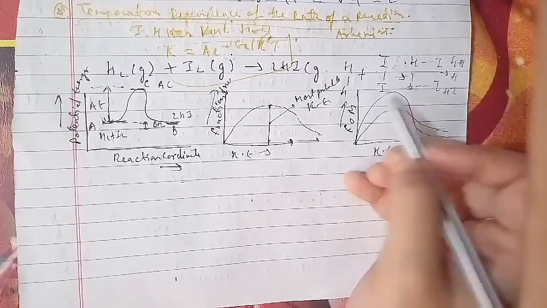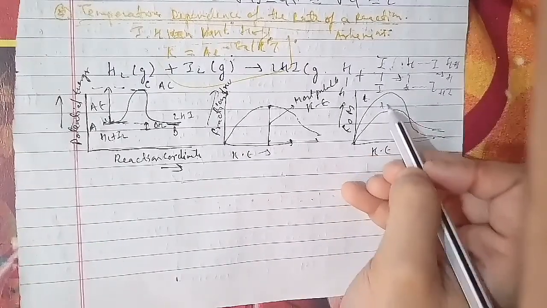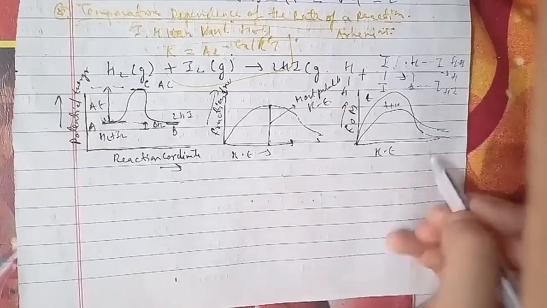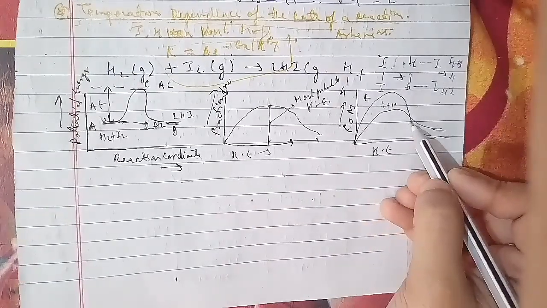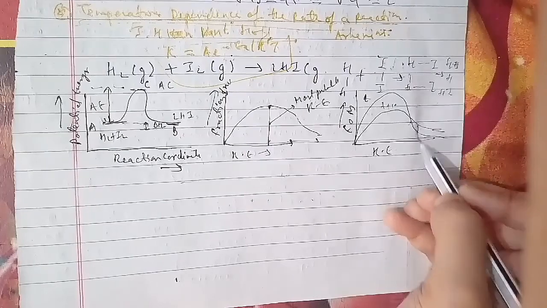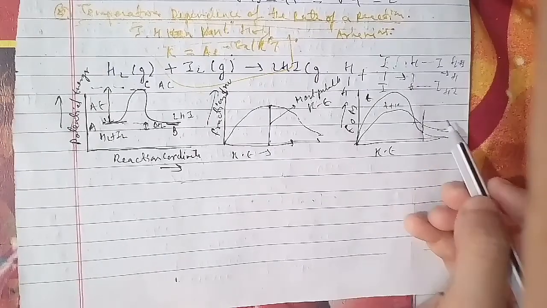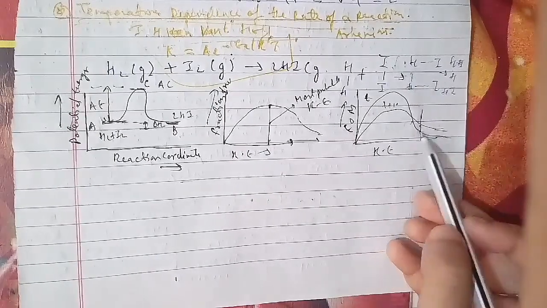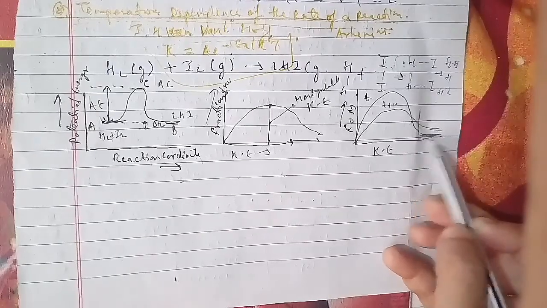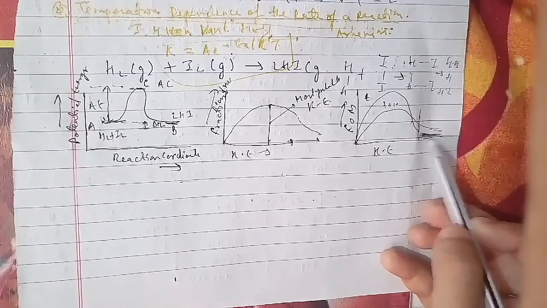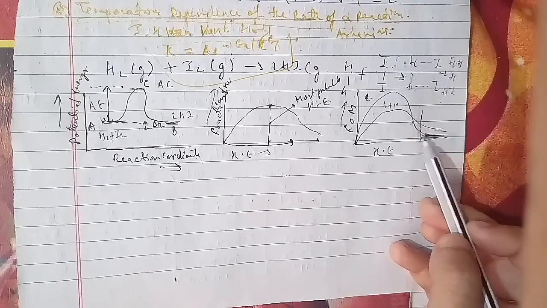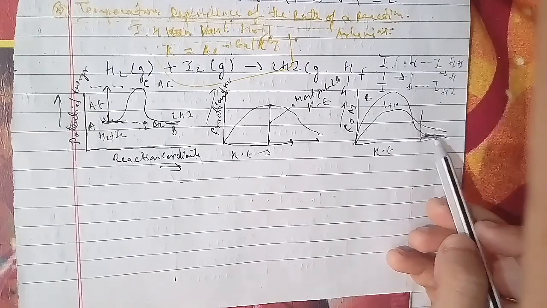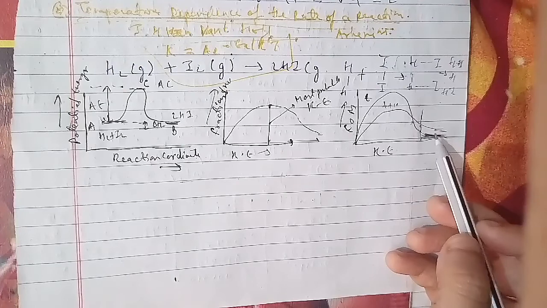In the same case, when we increase the temperature of a substance, that increases the fraction of molecules which collide with energy greater than EA. It is clear from this diagram, the curve at t plus 10, that the area showing the fraction of molecules having energy equal to or greater than the activation energy gets doubled, leading to the doubling of the rate of the reaction as well.